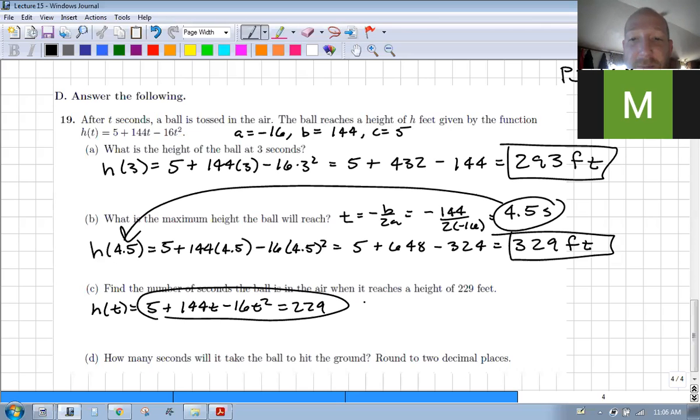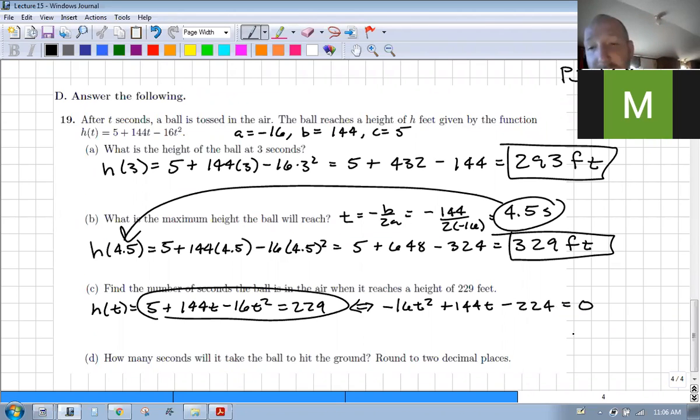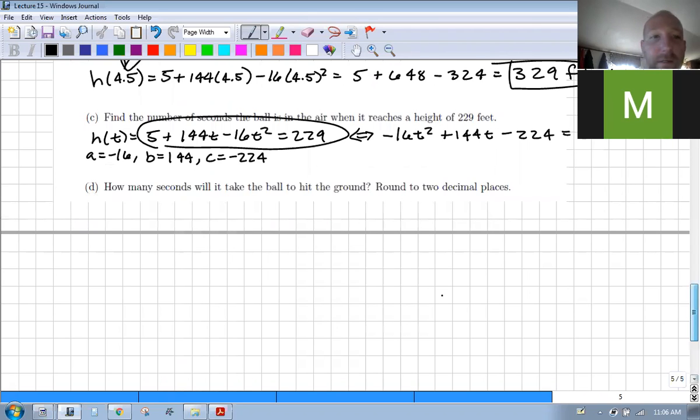Okay, so looking at this, we set the height to 229, we solve for t. To do that, we need to put this into standard form. So we got negative 16t squared and 144t. Let's subtract 229 from both sides. So we get minus 224 equal to 0. So now it's in standard form, and we can solve for our time here, right? Our A is negative 16, our B is 144, our C is negative 224.